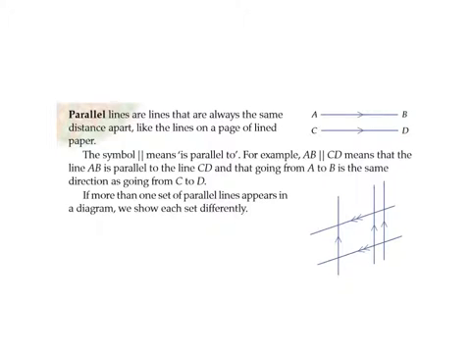If more than one set of parallel lines appears, we show it differently. So you can see there's a parallel line and they are all parallel to one another. Can you see they've all got the same little arrow on them? And then that one and that one are parallel to one another, so they've got two of them on, so it shows that they're linked.